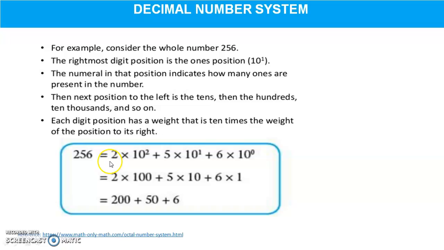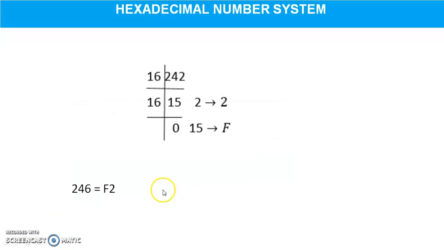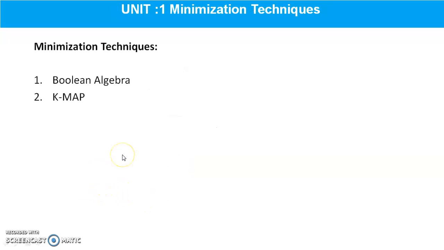Next is the decimal number system. Again, we can consider that particular number and convert it into binary also. For the hexadecimal number system, the base is 16. So you divide the number by 16, write down the remainder, and again divide the quotient by 16. We start the writing from the LSB only. So the output is F2 in the hexadecimal number system.